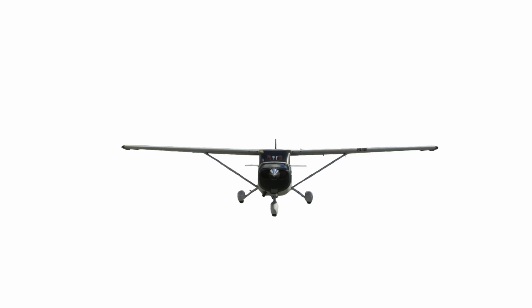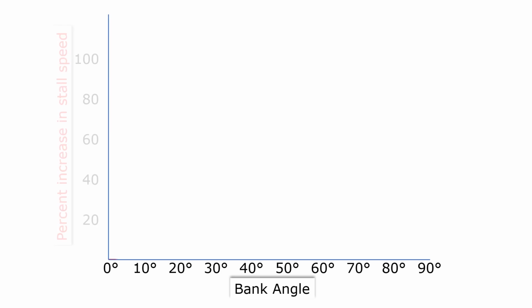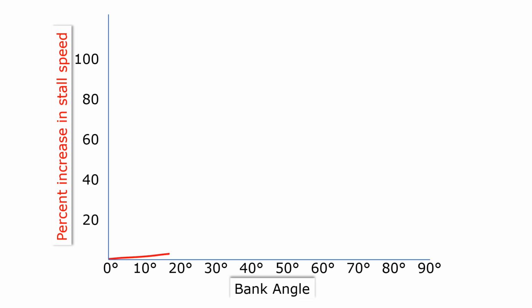Let's plot the bank angle of our aircraft on a horizontal axis of a chart, from a wings level 0 degrees all the way through a full 90 degrees of bank. On the vertical axis, we'll have our stall speed, and specifically the percent increase in stall speed from VS, or the wings level stall speed. What we see is that stall speed increases as the wings are banked more in a level turn. The increase in stall speed is very pronounced at bank angles over 60 degrees.